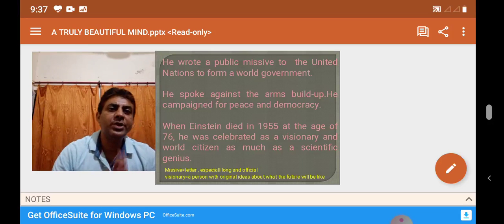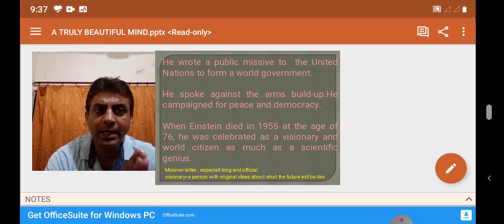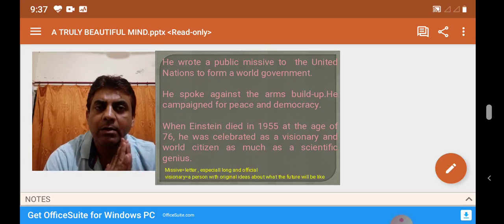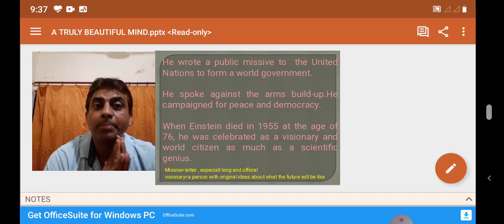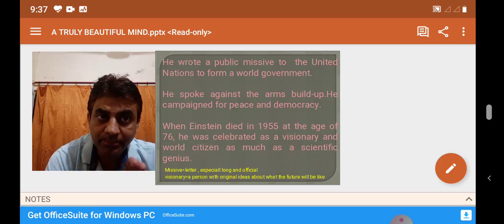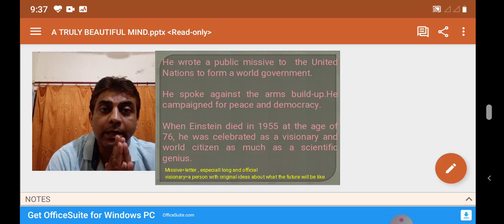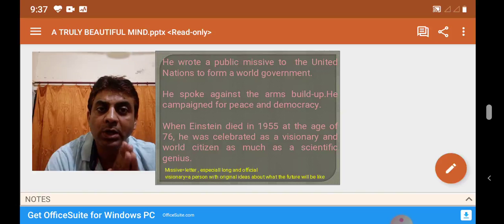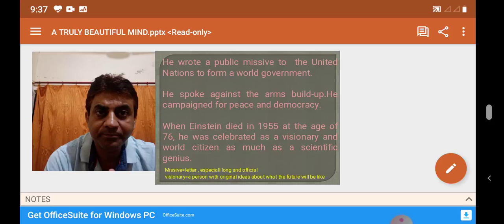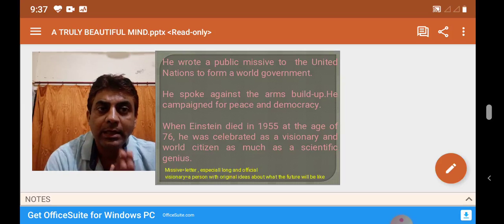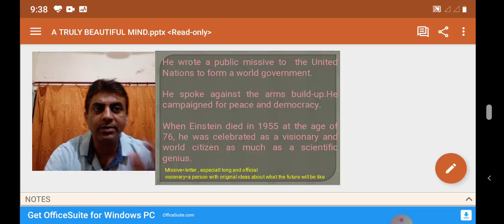No doubt he was a genius, he was versatile in the field of science, he was a great scientist, and he was a world citizen because he was a great humanitarian. Moreover, he had genuine original ideas about the future. I mean, what the future should be. That is why he is a visionary and a world citizen, including a scientific genius.